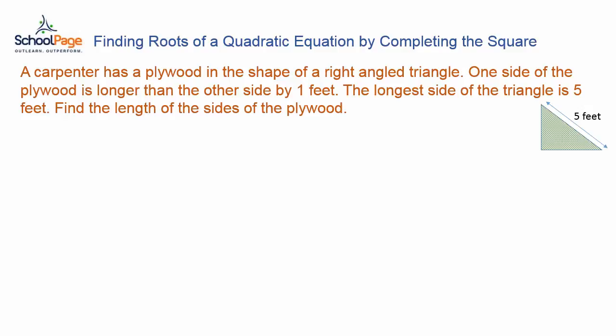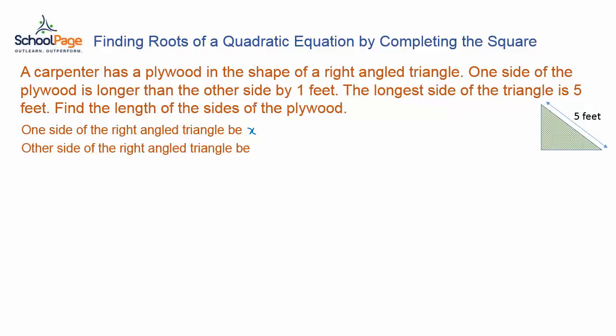Let us now take a real life example where a carpenter has a plywood in the shape of a right angled triangle. One side of the plywood is longer than the other side by 1 feet. The longest side of the triangle is 5 feet. We have to find the length of the sides of the plywood. Now let us first assume one side of the right angle triangle to be equal to x. Then the other side of the right angle triangle will be x plus 1 because one side is longer than the other side by 1 feet.